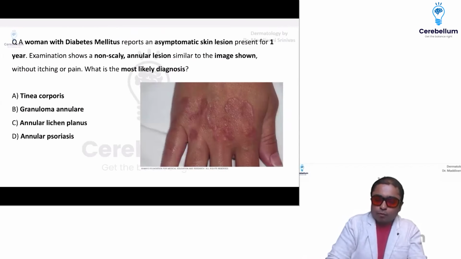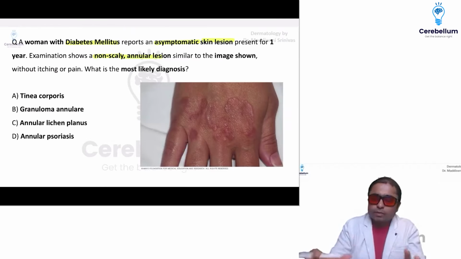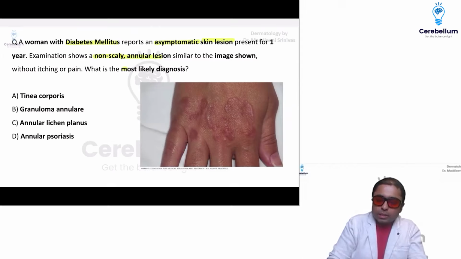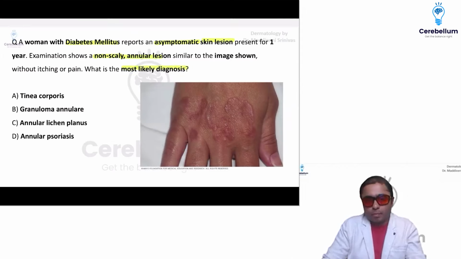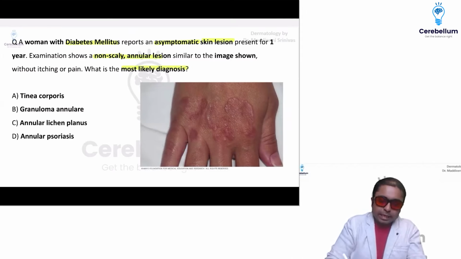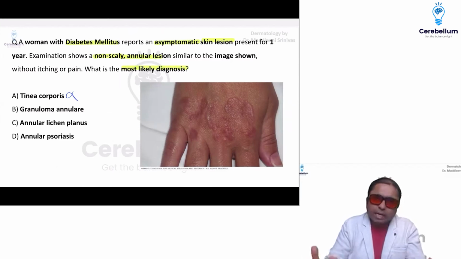Next is this woman with diabetes presenting with an asymptomatic skin lesion, and it was non-scaly and it was an annular lesion. So these were the clues which were mentioned by students in the recall. What is the most likely diagnosis? Right. So please remember, students, tinea corporis will be scaly and it will be itchy. So it cannot be tinea corporis.